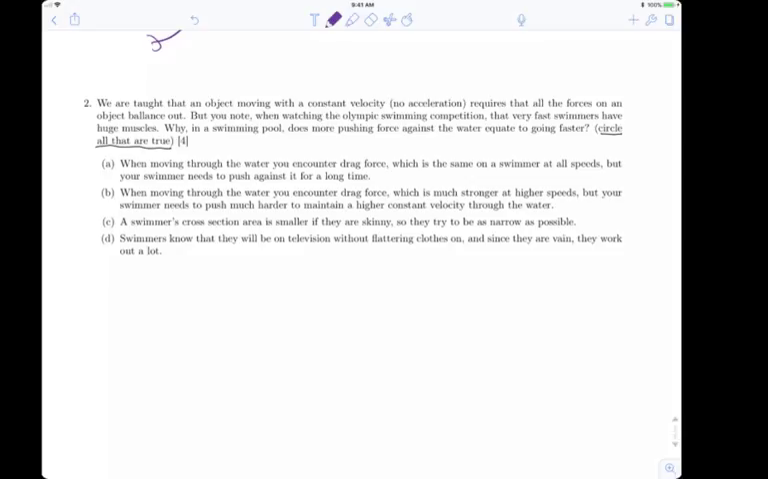Next, we're taught that an object moving with constant velocity, no acceleration, requires all the forces on the object to balance out. It's true. But you know, when watching the Olympic swimming competition, the very fast swimmers have huge muscles.